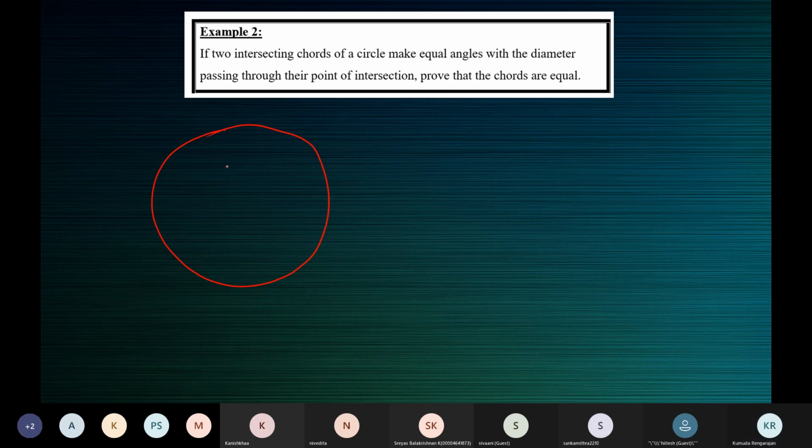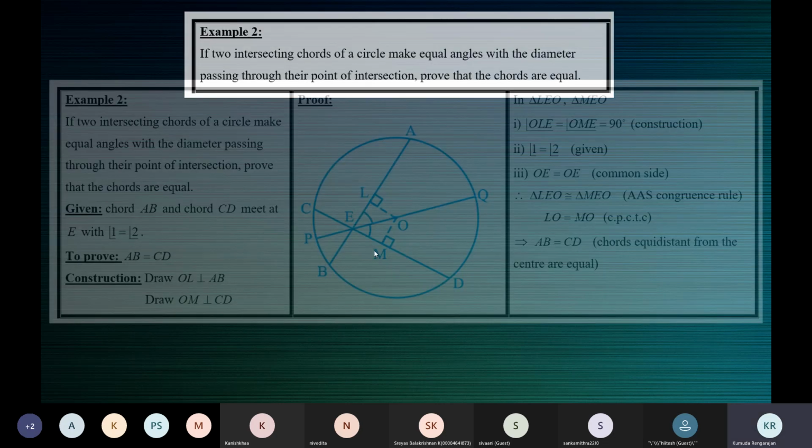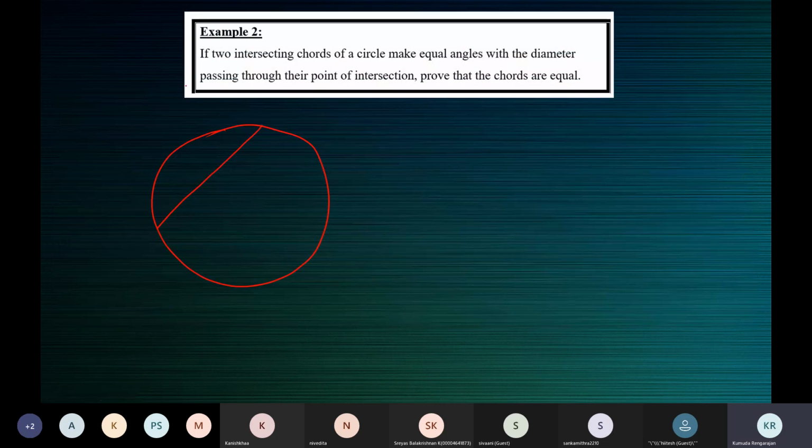Circle, chord. We need to prove that the chords are equal in length. So somewhat equal, I should make them look like. These are two chords of a circle, and these are two intersecting chords of a circle.